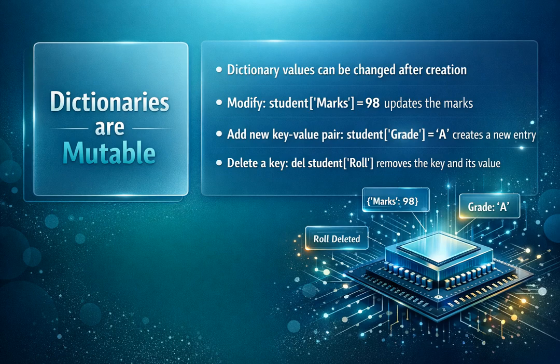Dictionaries are mutable. You can change an existing value by assigning a new value to its key. You can add a completely new key-value pair simply by assigning a value to a key that does not yet exist. And you can delete a key-value pair using the del statement.